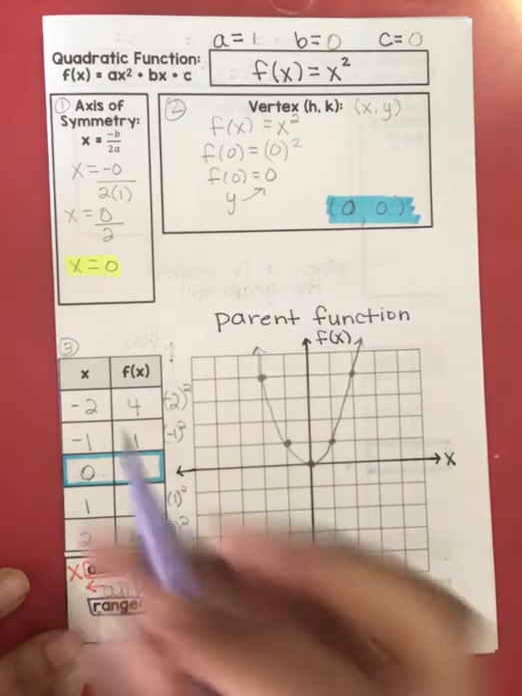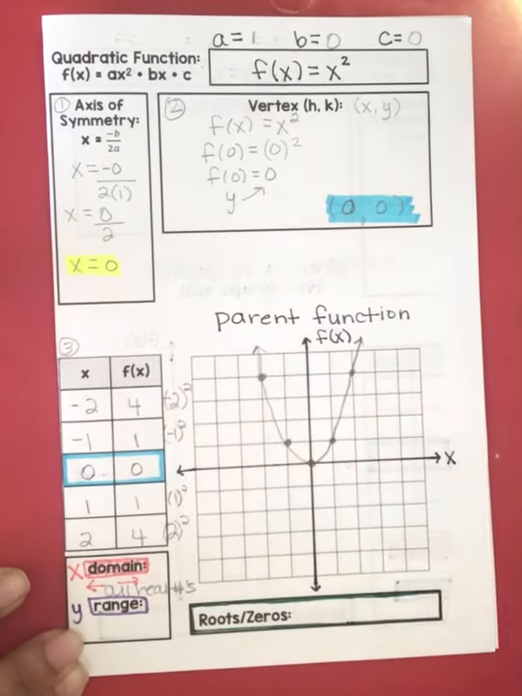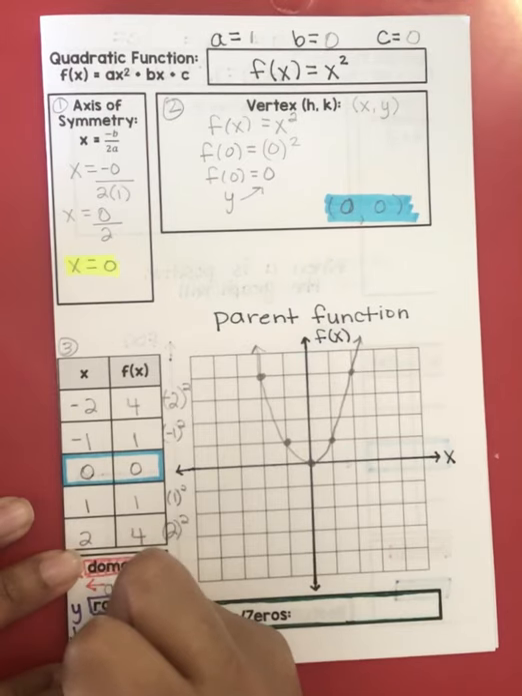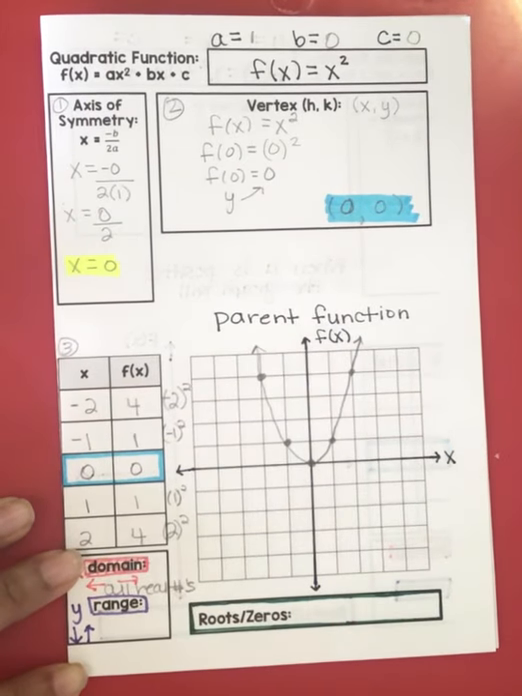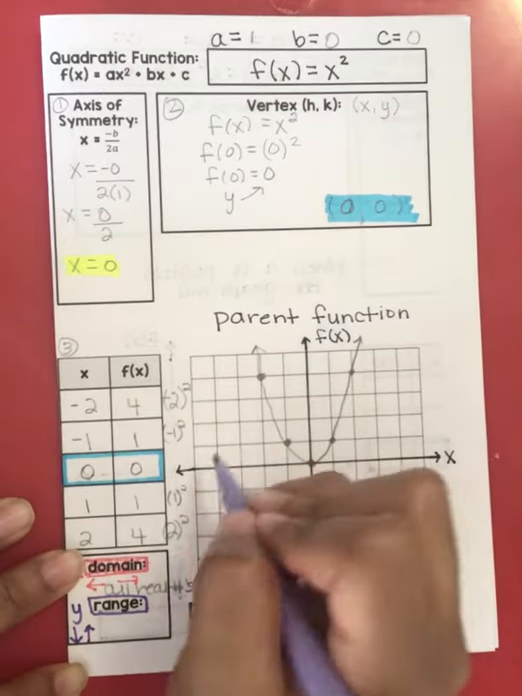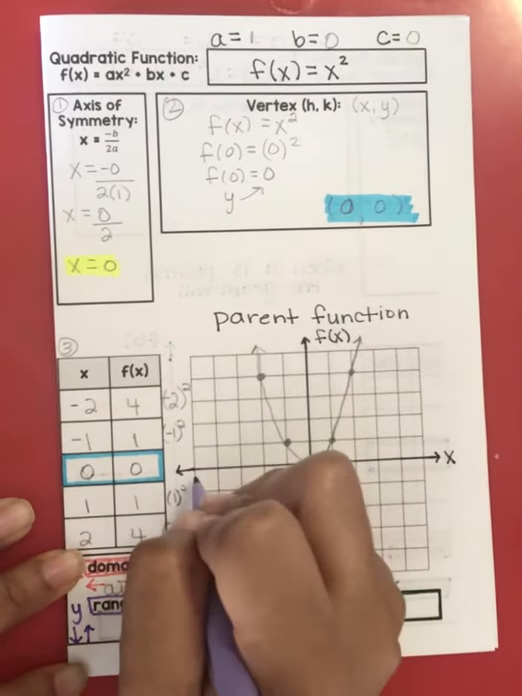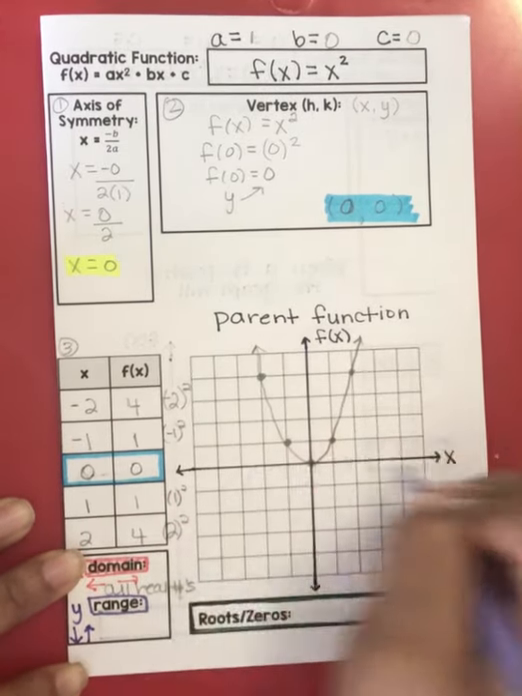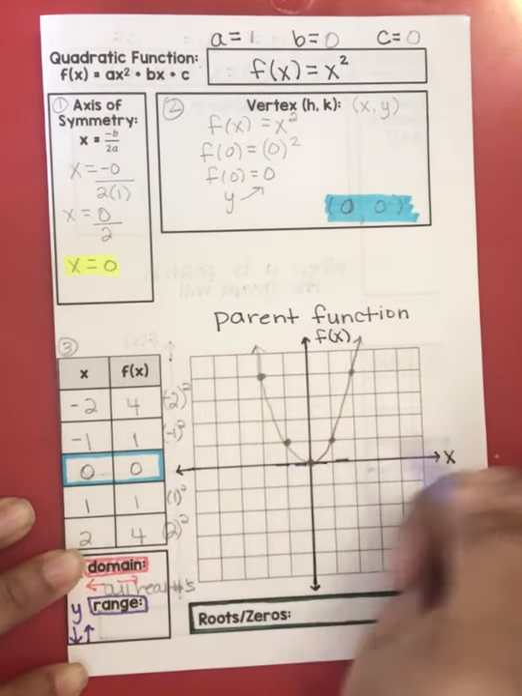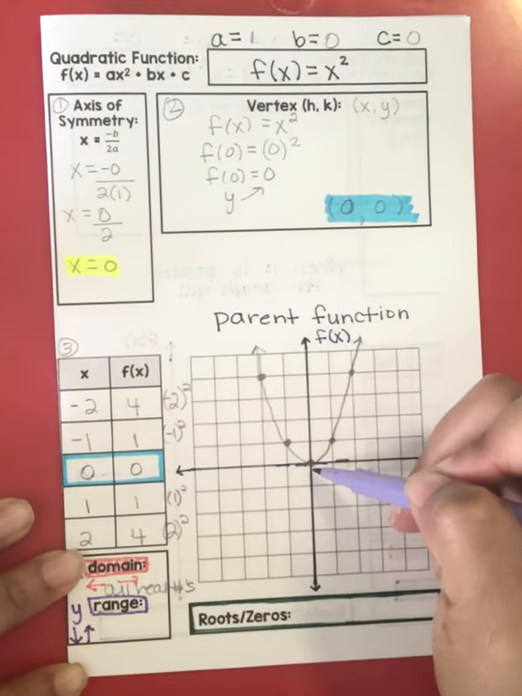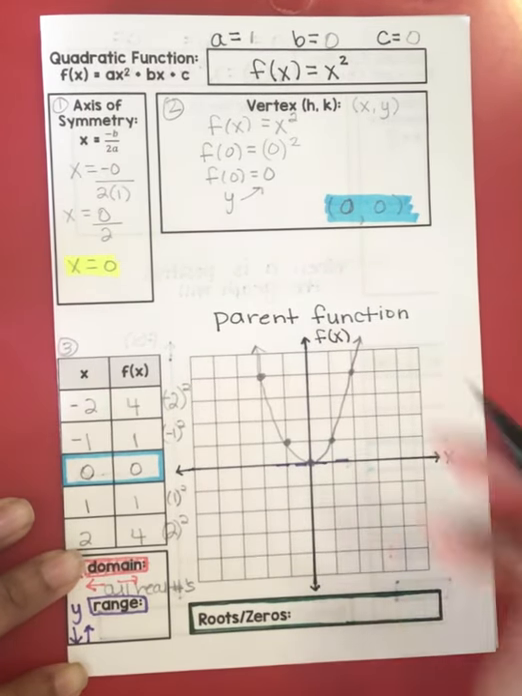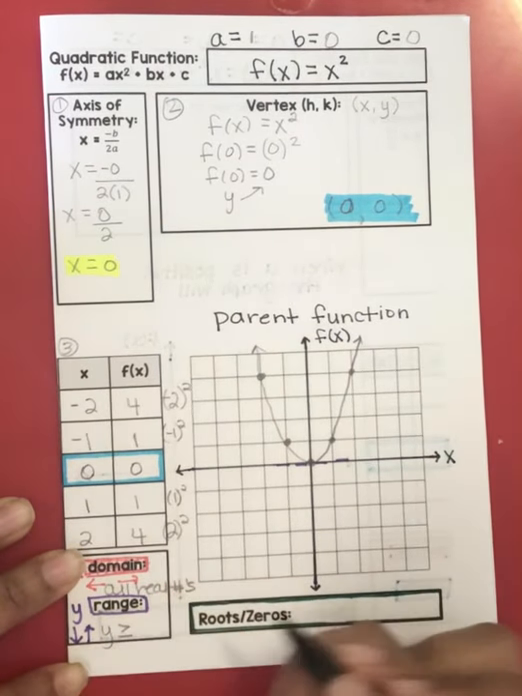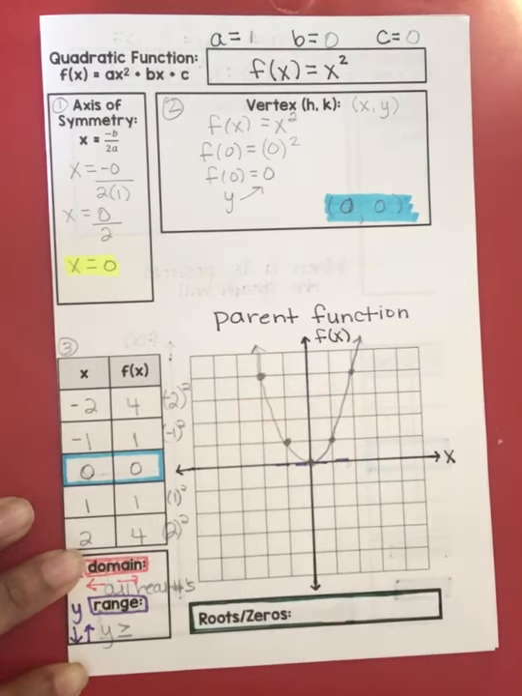For my range, those are my y values. So for my range, I'm looking for how far down to how far up do my values go. Well, it looks like my range starts right here. This is where it starts, at this little point. Are my y values going below this point? No, they're all going above it. Therefore, my y values will be greater than or equal to this point right here.